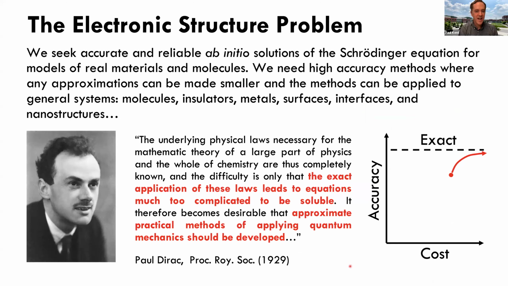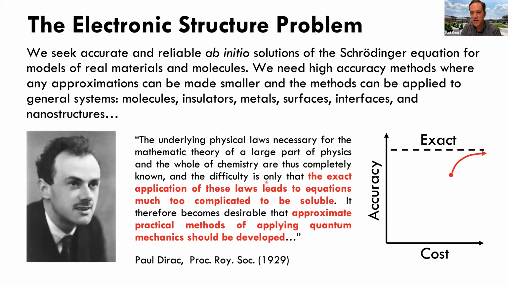So, why are we here? What's the important problem we're trying to solve? Well, it's the electronic structure problem. And I think most of us are here for high quality first principles, so ab initio, solutions of the Schrodinger equation for non-trivial materials and molecular systems. And of course, this is what I referred to in the previous presentation.